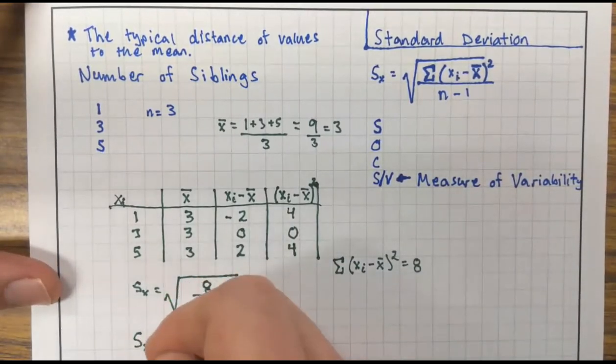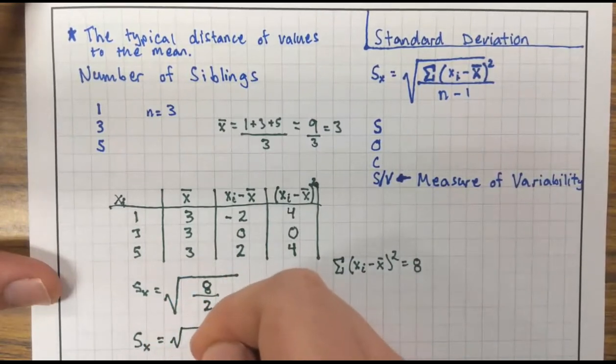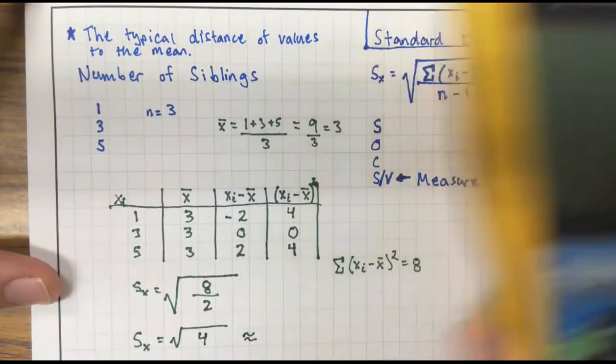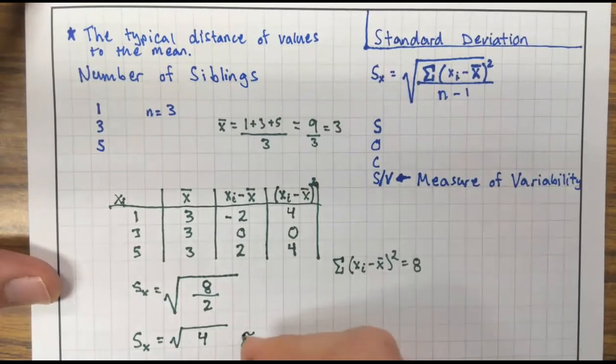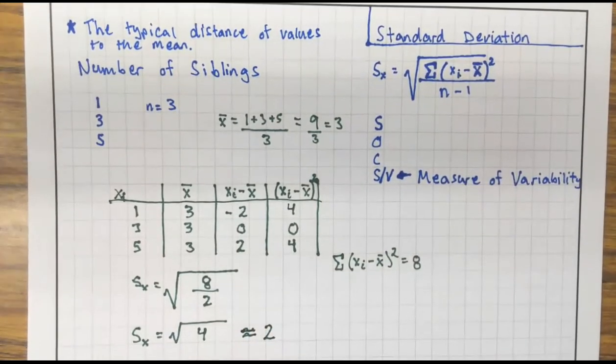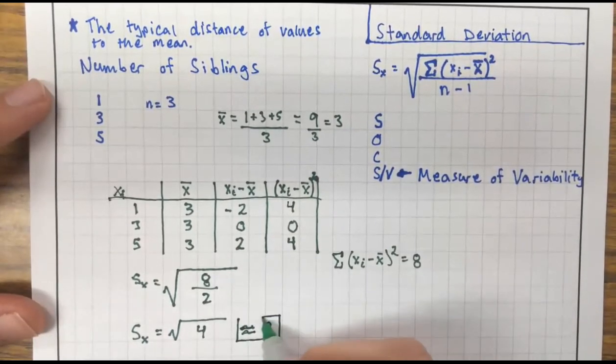So the sample standard deviation then is the square root of 4, which is approximately, well, it's not approximate, it is exactly 2. What am I thinking? Square root of 4 is 2. That's it. So our sample standard deviation here again is 2.